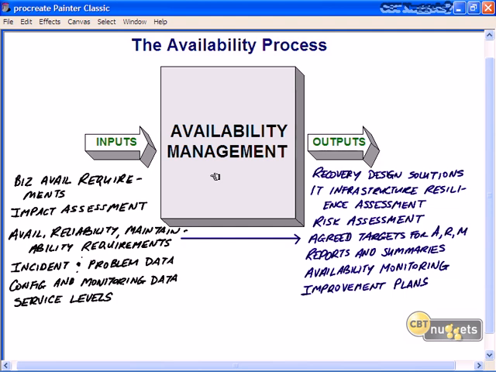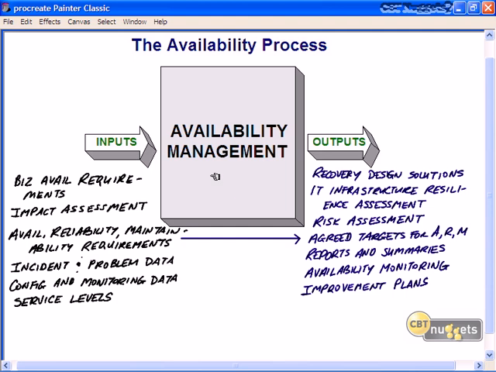Then, of course, in the availability management process itself, we'll be looking at the availability plan, ongoing monitoring, measuring and reporting, designing for availability and maintainability, maintenance management, measuring, reporting, taking into consideration the key security issues.